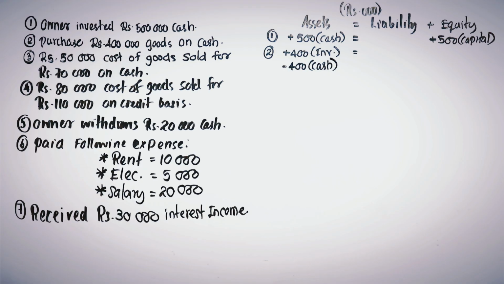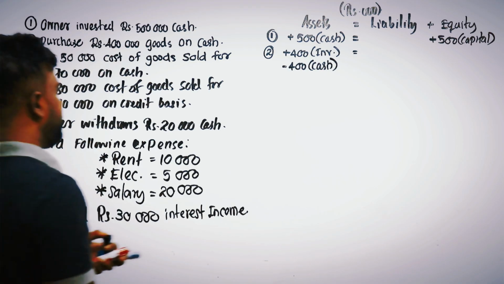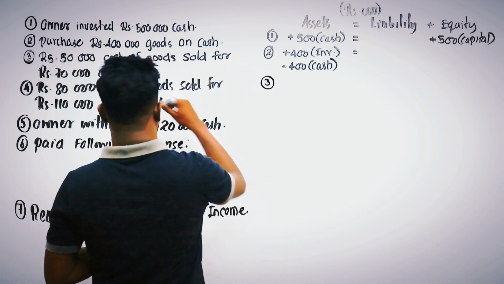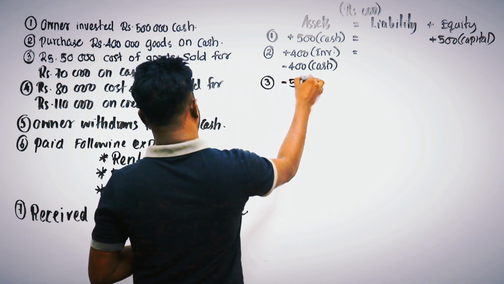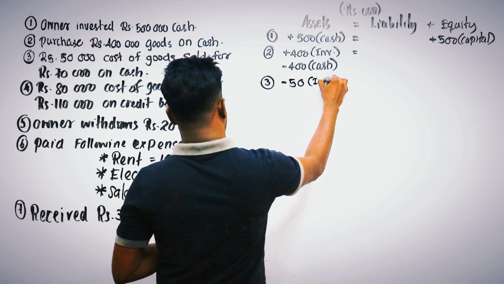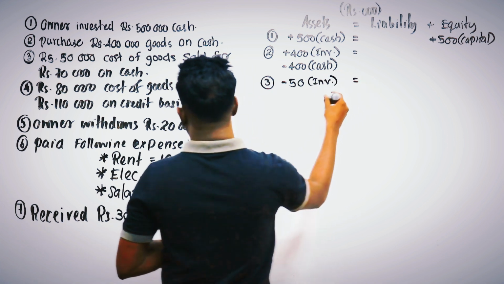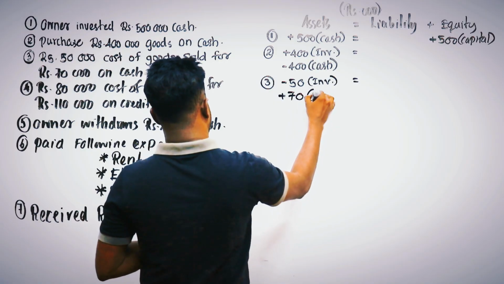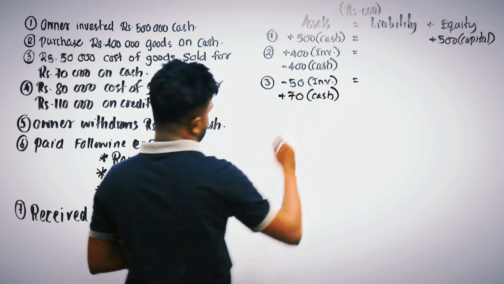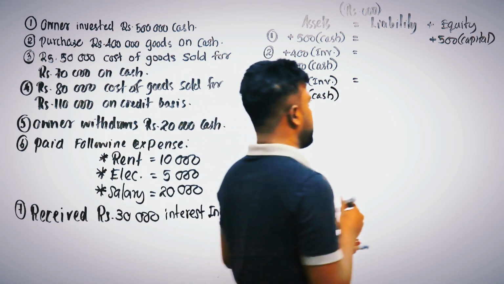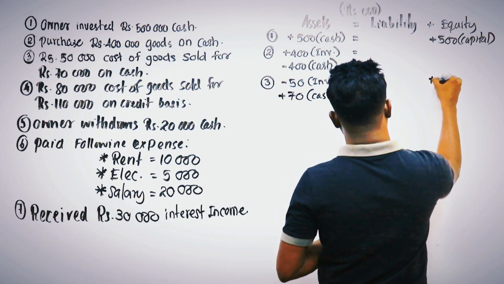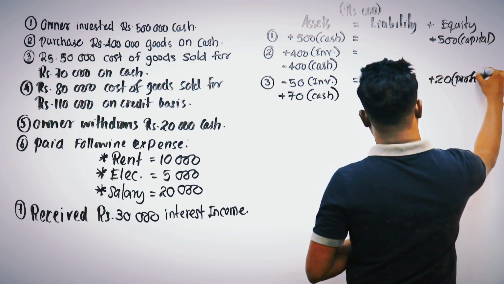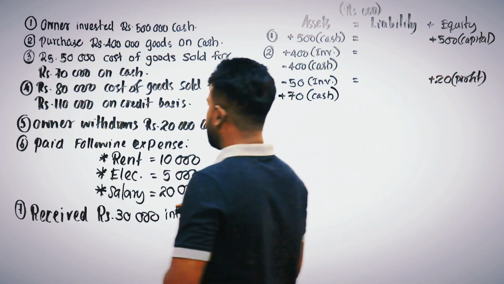Clear? Transaction number 3: 50,000 cost of goods sold, so inventory asset decreased by 50, right. Cash asset increased by 70, right. Sold, but how much profit here? Profit will be 20,000, right. Profit 20 and equity, profit 20.